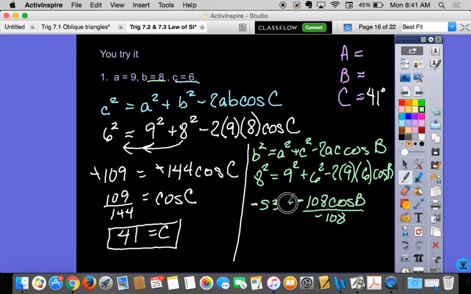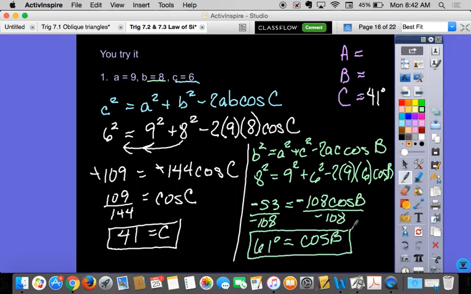Divide by negative 108. So you kind of have to get your own personal flow and style of how you are going to handle this little situation here. I've given you several options, but this is going to be inverse cosine of 53 divided by 108. And again, it's 61. It's kind of weird. So 61 for, oops, that's actually b, isn't it? So I don't need the cosine. All right, so I don't need to do law of cosines again. I can do 180 minus 61 minus 41.